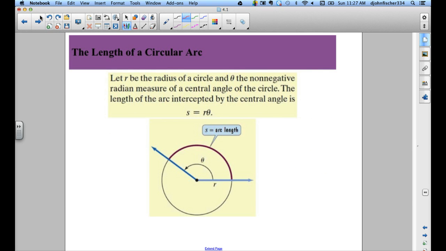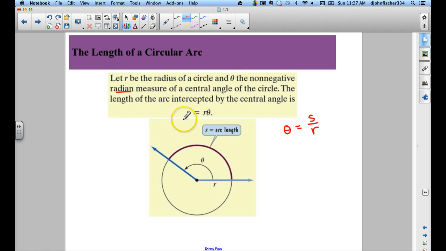Now length of an arc. Let r be the radius of a circle and theta be the non-negative radian measure, key here, radian measure of a central angle of the circle. The length of an arc intercepted by a central angle, arc length, is equal to radius times theta. Should not be a surprise formula because a second ago when we did radian measure we said S over R. So this is the same formula just written a different way.